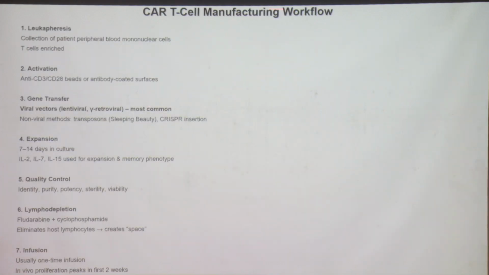So CAR T manufacturing workflow: first you collect the patient's peripheral blood cells, which are rich in T cells, then you isolate the T cells using anti-CD3, CD8 beads, then you add the viral vectors to express the CAR there, okay. You have to express CAR there, then you expand them, then you purify them, then you add it back, and then usually one-time infusion. In vivo proliferation peaks in the first 2 weeks.